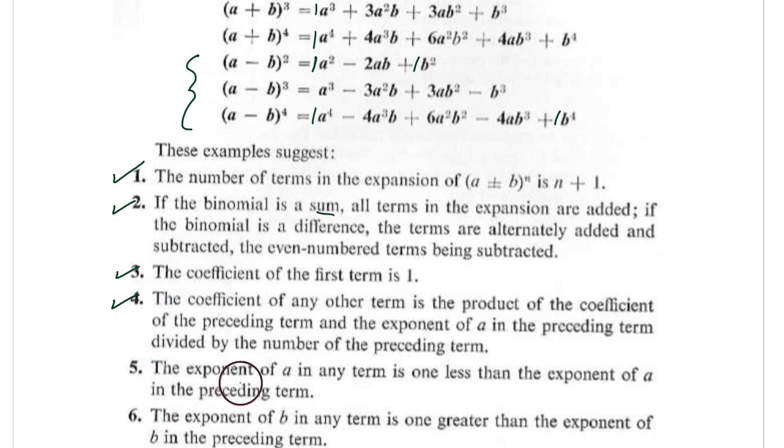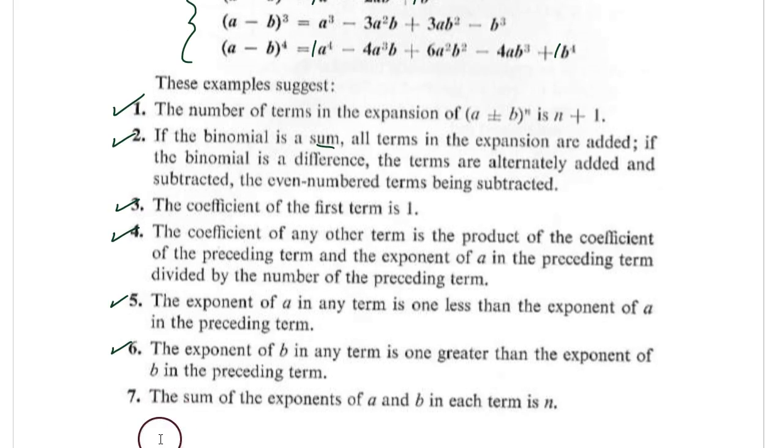Another observation, the exponent of a in any term is 1 less than the exponent of a in the preceding term. That's telling us that the terms are written in decreasing order of the exponents, right? In the very last thing, a to the fourth, but in the next it's a to the third, then it's a to the 2, and so on. The sixth observation, the exponent of the letter b in any term is 1 greater than the exponent of b in the preceding.